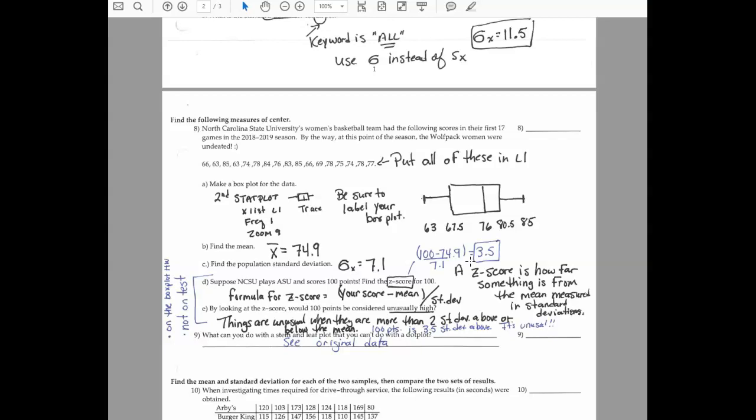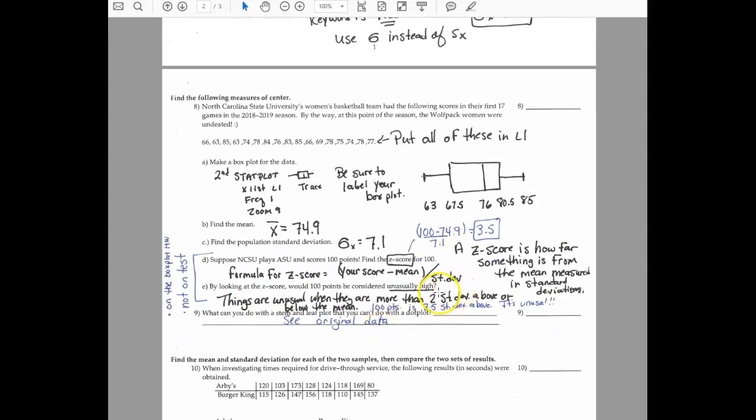That is way above the mean. That's way higher than their usual number of points. So I want to know if it is unusual. You have a definition for unusual. And the definition that we're going to use is if something is more than 2 standard deviations above or 2 standard deviations below the mean. 100 is 3.5 standard deviations above the mean. So, yep, it is unusual.